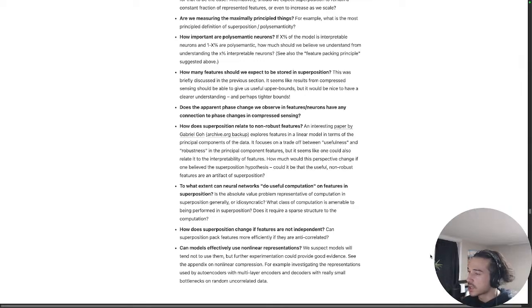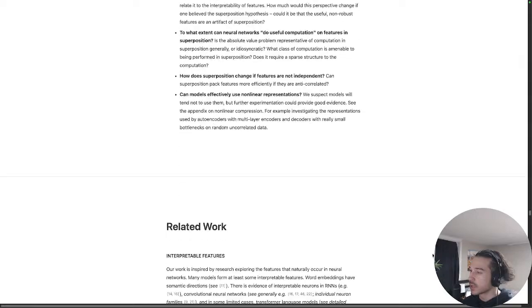To what extent can neural networks do useful computation on features in superposition? Is the absolute value problem representative of computation in superposition generally, or idiosyncratic? What class of computation is amenable to being performed in superposition? Does it require a sparse structure to the computation? How does superposition change if features are not independent? Can superposition pack features more efficiently if they are anti-correlated?